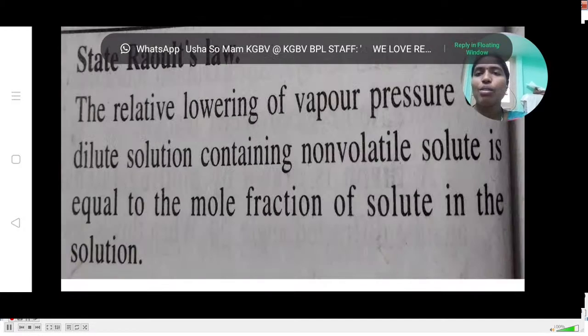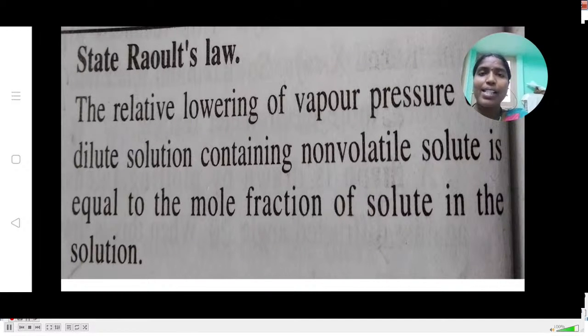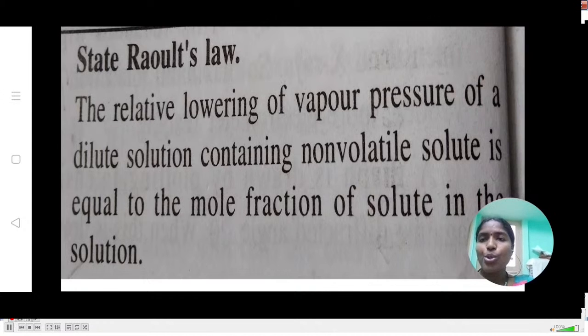Okay, let us go to the next question. State Raoult's law. It is very important for the final exam also. The relative lowering of vapor pressure of a dilute solution containing a non-volatile solute is equal to the mole fraction of the solute in the solution. So this is the statement.